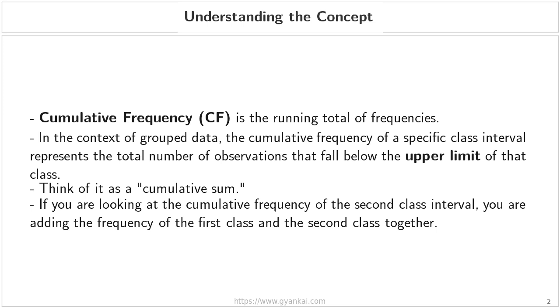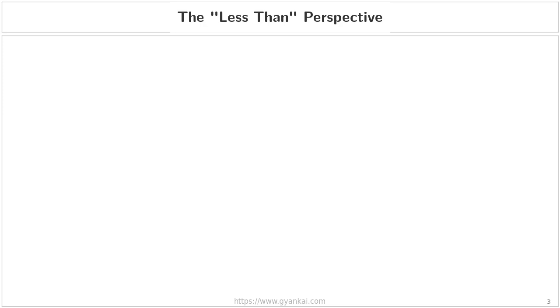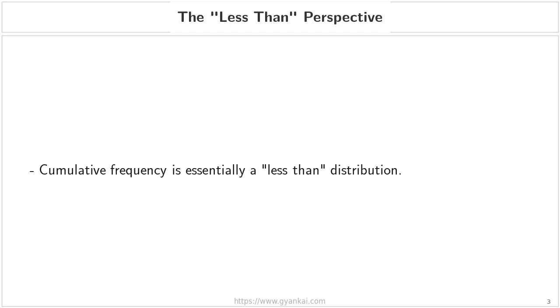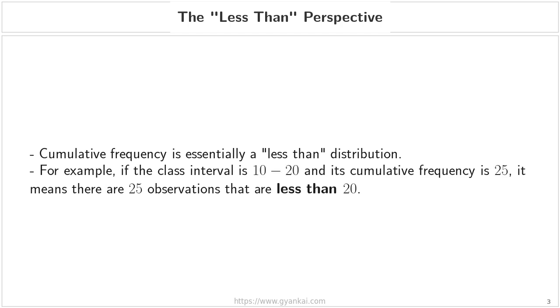The less than perspective. Now that we understand that cumulative frequency is a running total, let's look at a very important way to interpret these numbers. You can think of cumulative frequency, essentially, as a less than distribution. To make this clearer, let's look at this example. Suppose we have a class interval of 10 to 20, and we find that its cumulative frequency is 25.